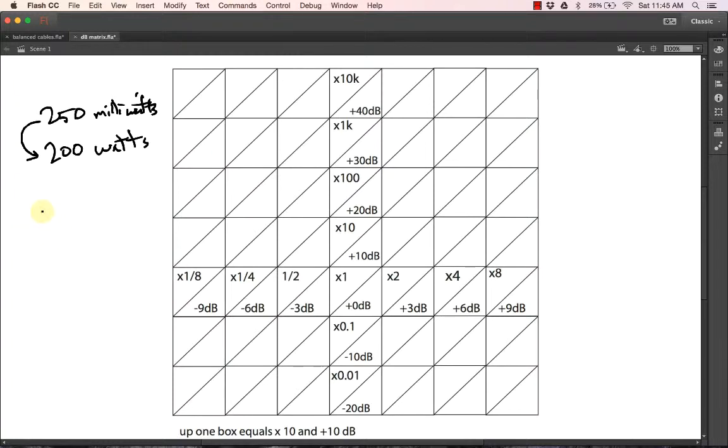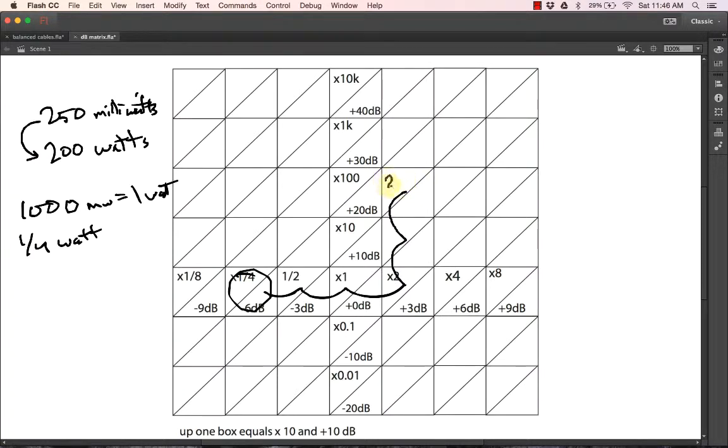Well, how many milliwatts are in 1 watt? 1000 milliwatts equals 1 watt. So we are at 1/4 of a watt, right? Which would put us right here. Okay, so if I'm starting at 1/4 of a watt, how do I get to 200 watts? Times it by 2 to 0.5. Times it by 2 again, now I'm at 1. Times it by 2 again, now I'm at 2. And then I times it by 10. So now I'm at 20. Times it by 10 again, now I'm at 200.